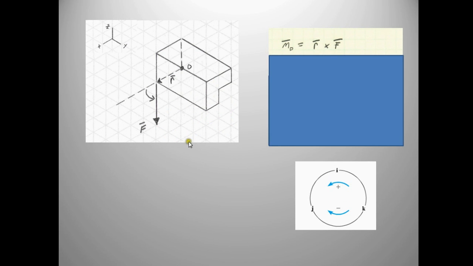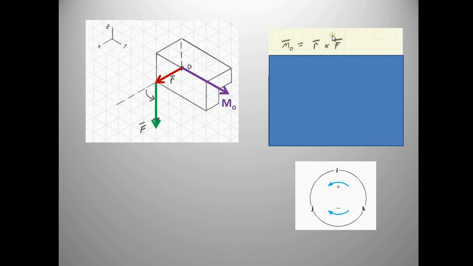Okay, a last one here now. We have the r vector pointing in the positive x direction, and the F vector pointing in the negative z direction. We can almost see here that this is going to cause rotation about the y-axis. Notice point O is in this back corner of this block, and we're pointing in this direction. And that's the moment about O.